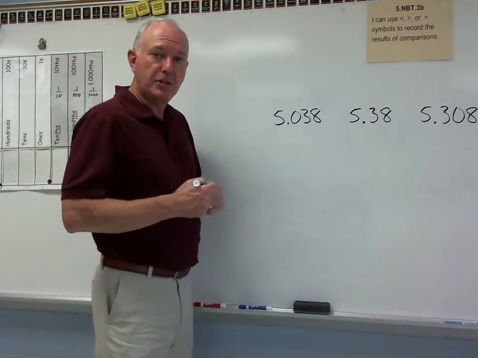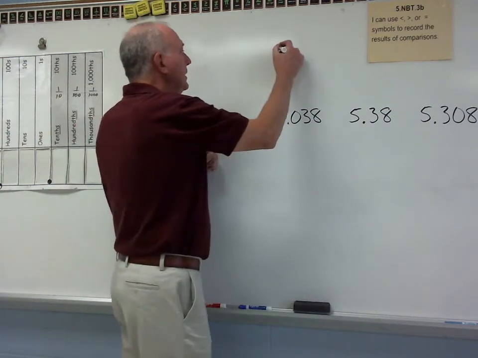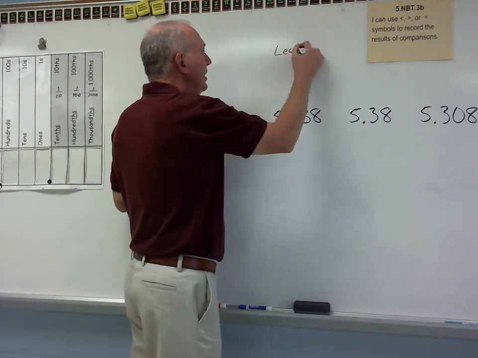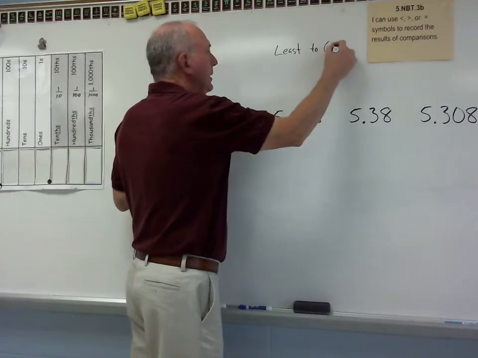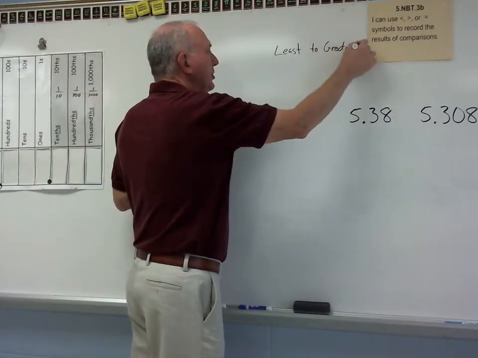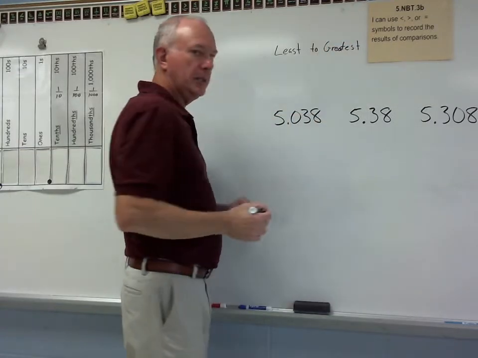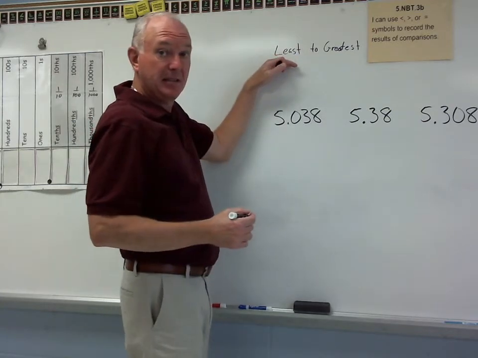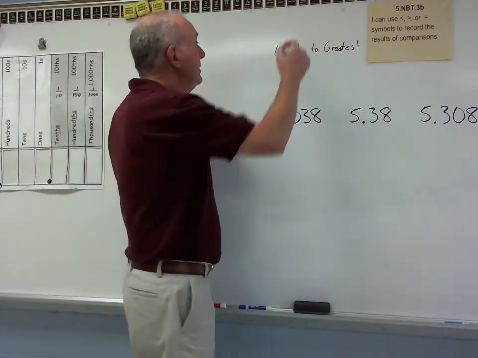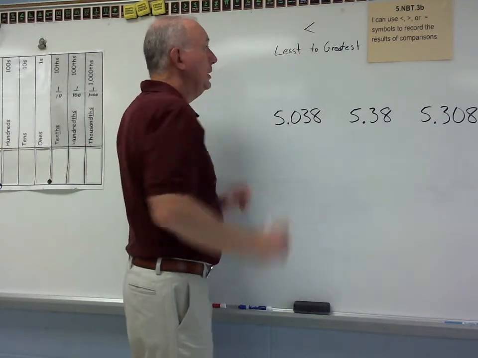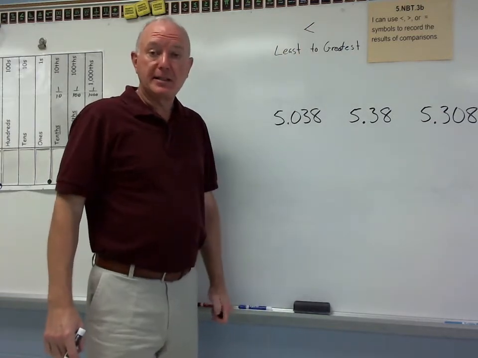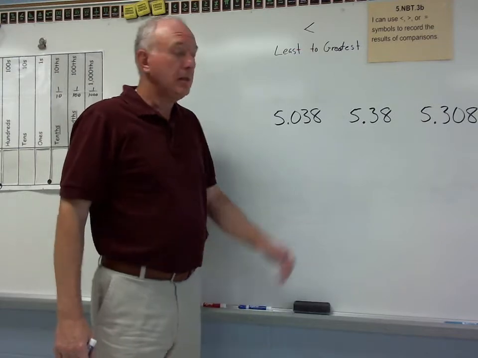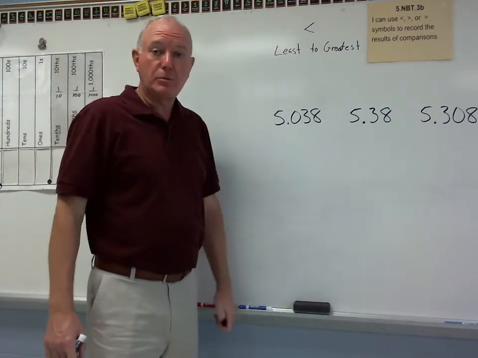Okay, let's do this one. Let's put these in order from least to greatest. Least to greatest. And of course, if a number is less on the left and greater on the right, our symbols would be looking like that when we make the comparison. Less than. This one on the left is less than the one on the right.